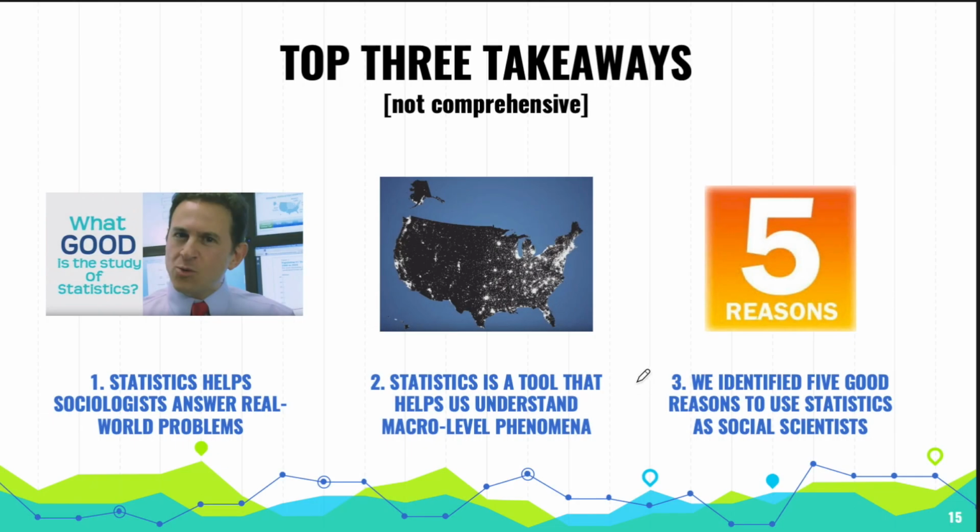So I'm going to present my top 3 takeaways from this video. Of course, they're never going to be comprehensive, but it's just to make sure we're on the same page. Number 1, statistics is something that helps sociologists answer real-world problems. Without statistics, there are so many things that we wouldn't have been able to understand about our social lives. 2, statistics is a tool that helps us understand macro-level phenomena. Again, macro as a term meaning very, very, very big phenomena like a population or macro-level education trends.